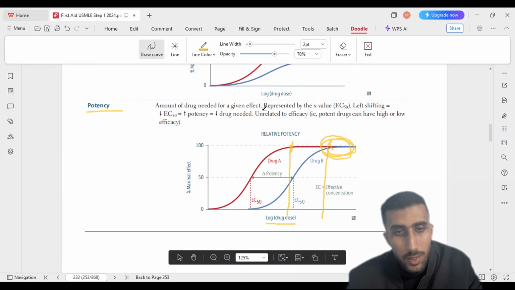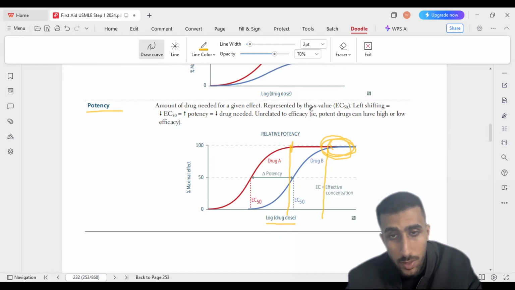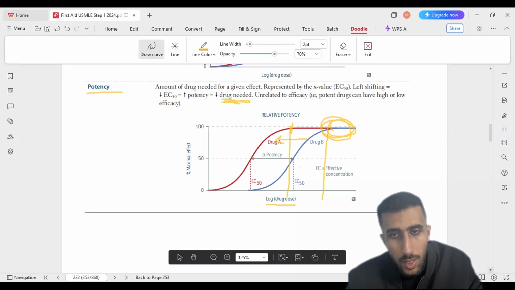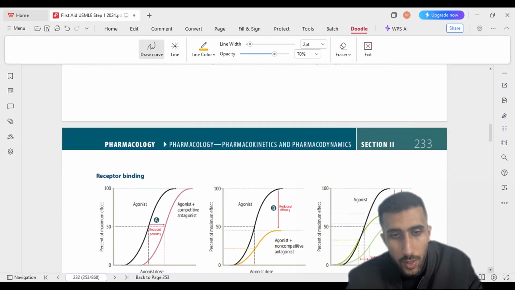So the amount of the drug needed for a given effect is represented by the X value. Drug A being shifted to the left means left shifting, decreased EC50, and increased potency, or in other words, decreasing the drug needed. And this is unrelated to efficacy. Both of the drugs can have a high or low efficacy.